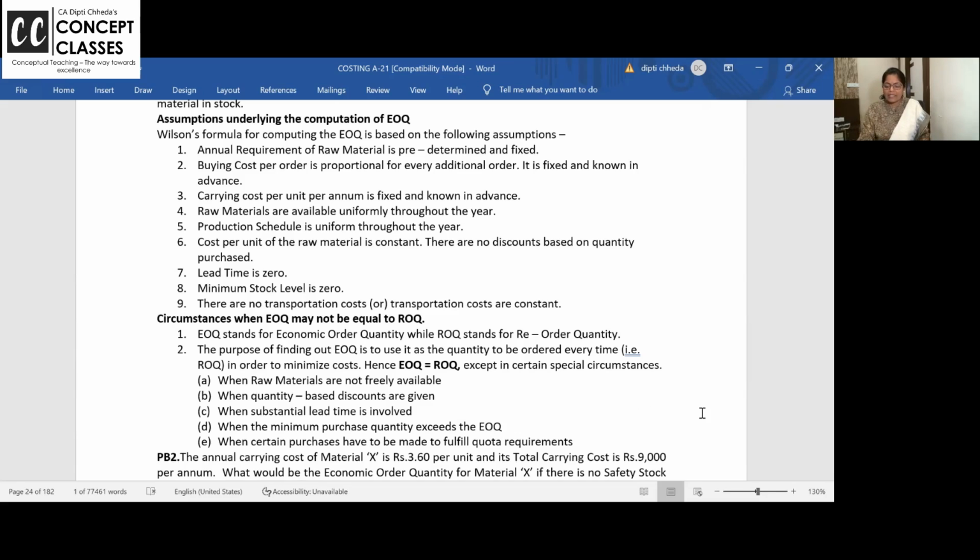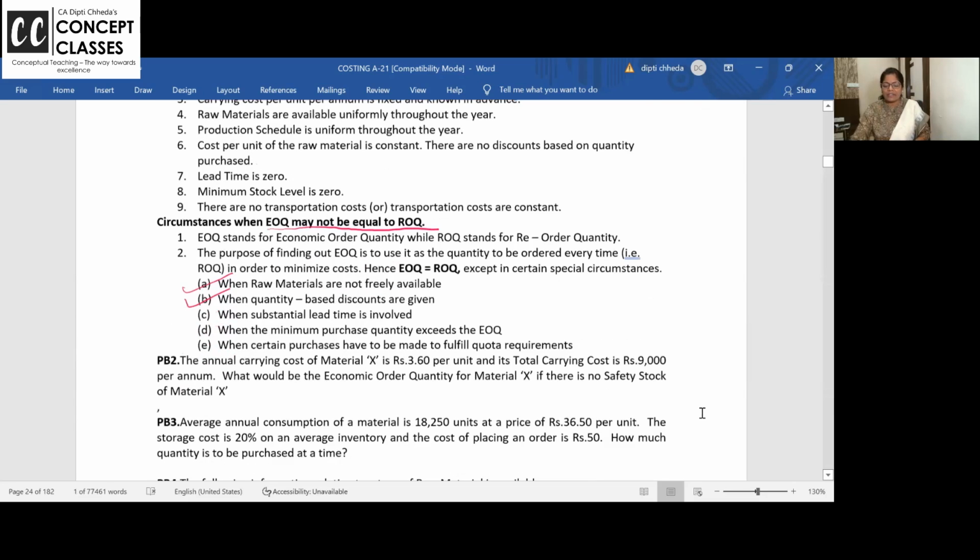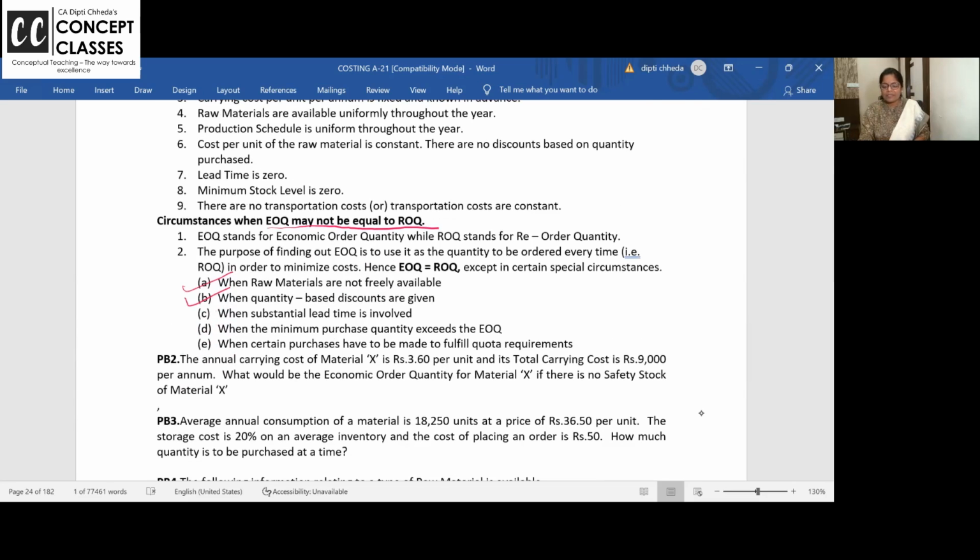So many times economic order quantity is not equal to the reorder quantity. We forget about the EOQ when you are getting a superb discount, or when raw material is not available. Also when substantial lead time is involved, too much time is involved in purchasing. If you order now, it will take time. So better purchase.